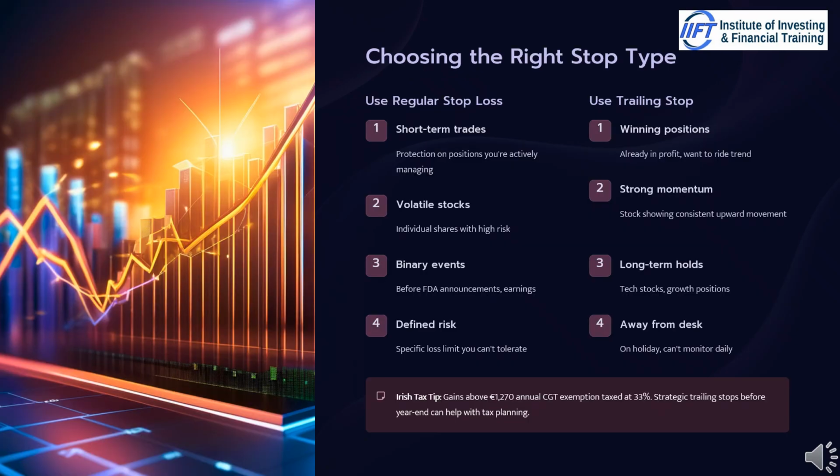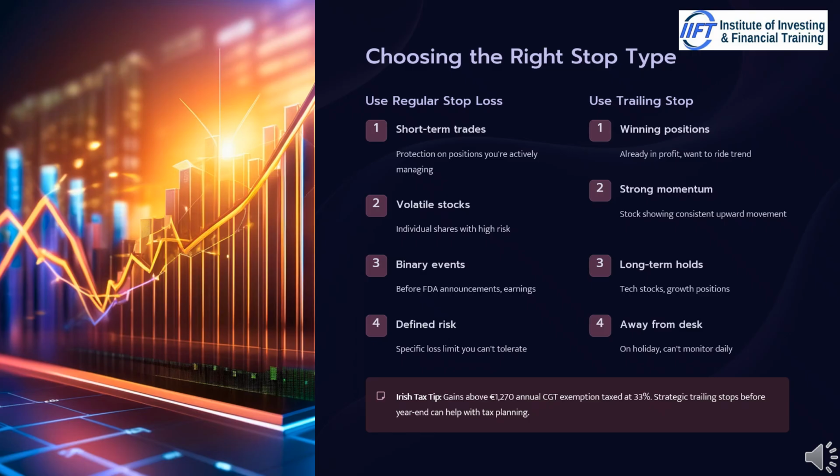So how do you know what type of stop to use? You use a regular stop loss when you want protection over a short-term trade, a stock is volatile or risky, you're dealing with individual stocks and not indices, and you have a specific loss that you simply cannot tolerate.